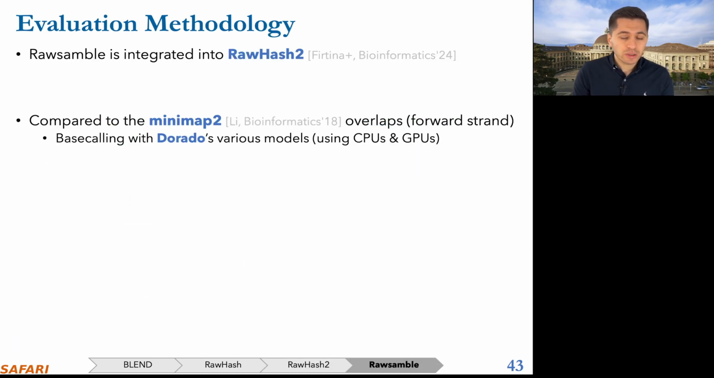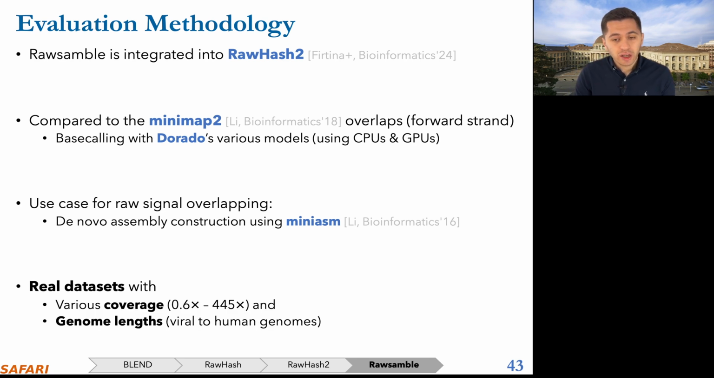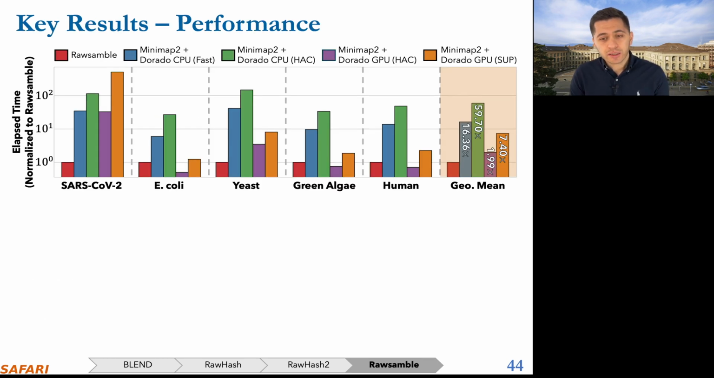We compare the overlaps generated by Rawsamble with those generated by Minimap2 on the forward strand. For base calling, we use various Dorado models on both CPUs and GPUs. We use the Miniasm assembler off the shelf to construct and evaluate de novo assemblies from raw signal overlaps using real datasets with various configurations. We first look at the performance results in terms of runtime for both Rawsamble and the Dorado base caller with different configurations, followed by Minimap2.